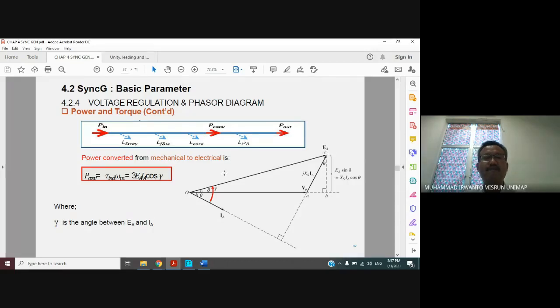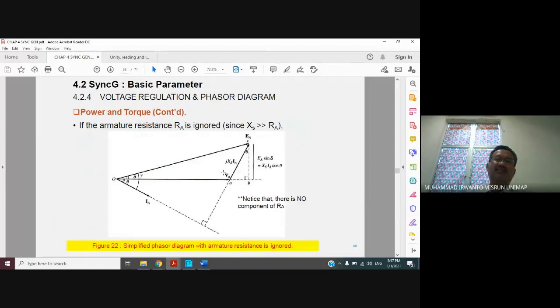Okay, and then remember we have the value of RA. Now remember when RA is ignored, meaning the synchronous reactance is higher than RA. Because remember, when we write XS the unit is ohm, and RA is also ohm.